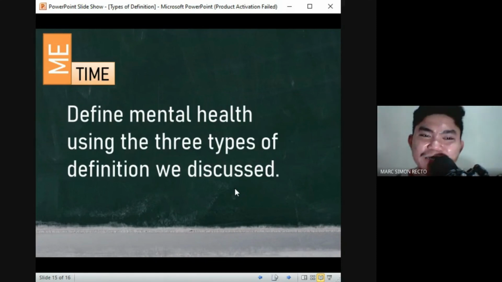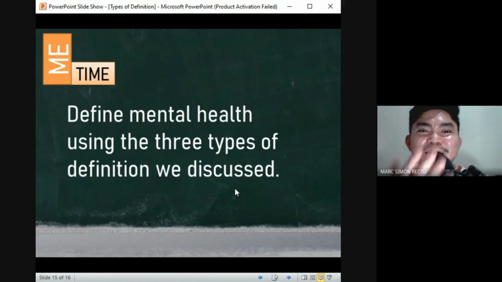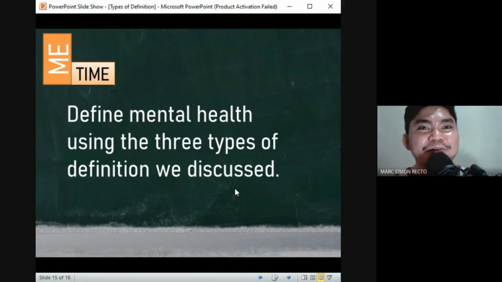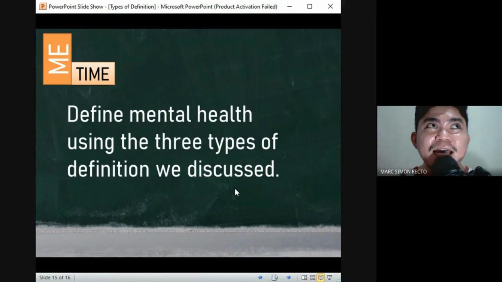Your task is to define mental health using the three types of definition we discussed. Please leave your answers down there on the comment box so I'll be able to know how you define mental health based on how you perceive it and based on your experiences. The selection of this word is in line with the celebration of Mental Health Day. If I'm not mistaken, that was yesterday, October 10, 2020.